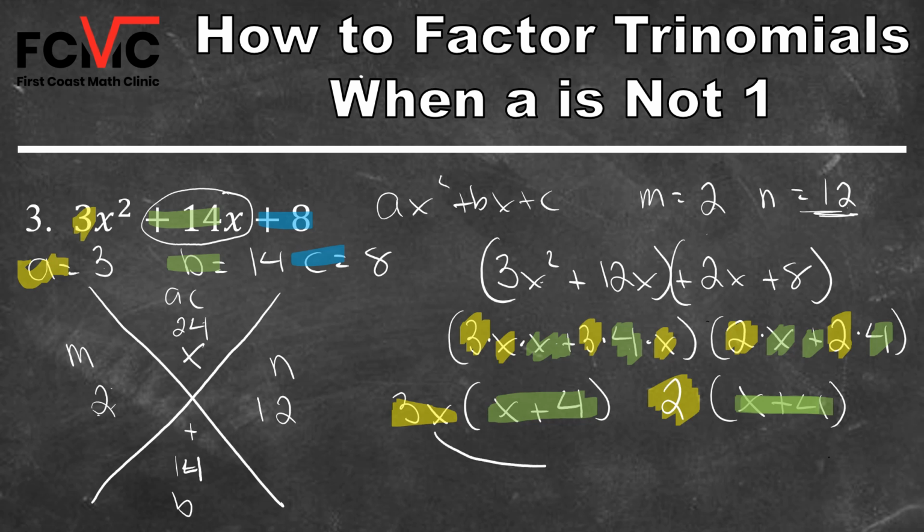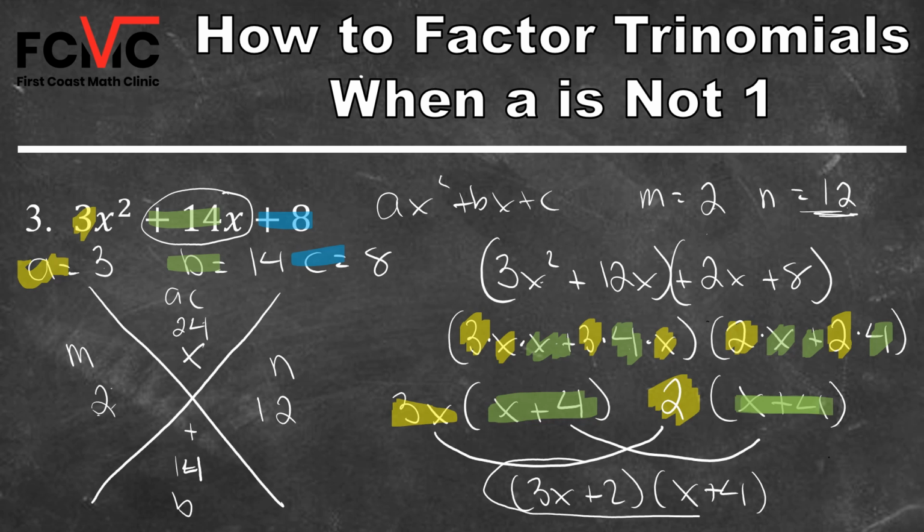We can group together the terms outside the parentheses and the terms inside the parentheses. So our answer is going to be 3x plus 2 times x plus 4, and that's our factored binomials for the trinomial 3x squared plus 14x plus 8. All right, let's do one more example.